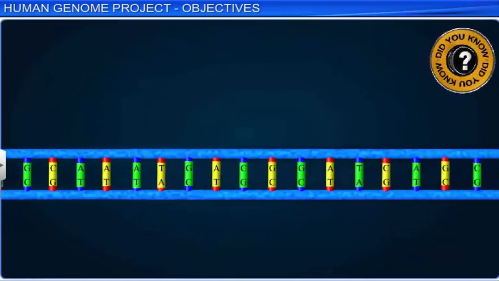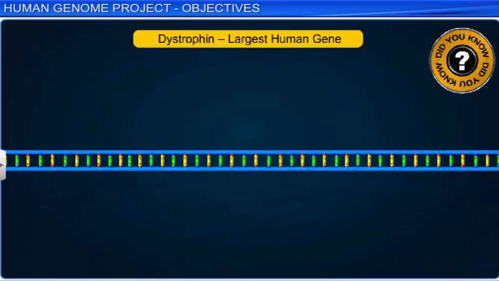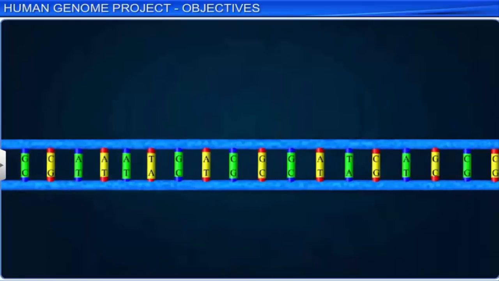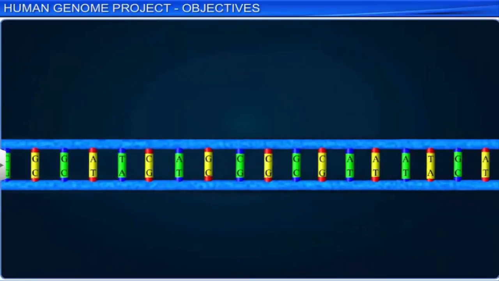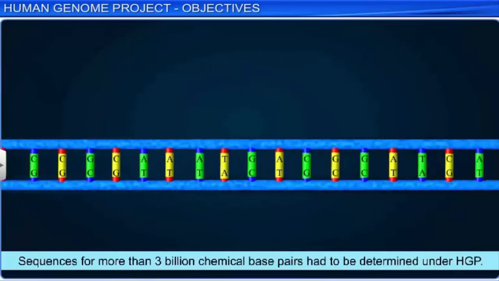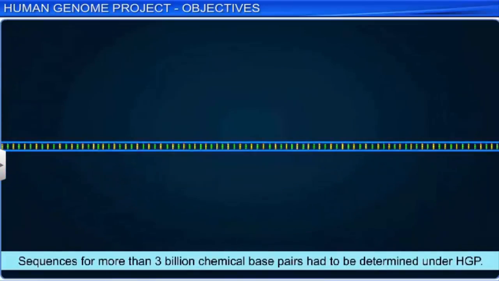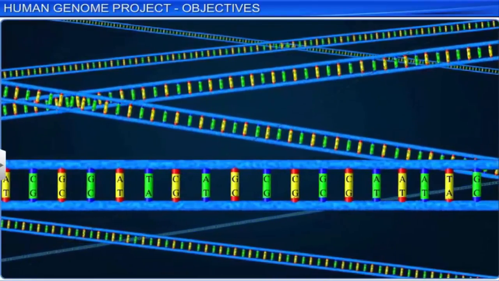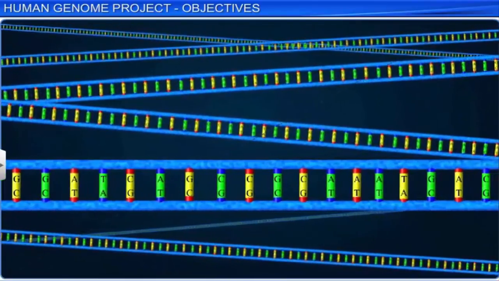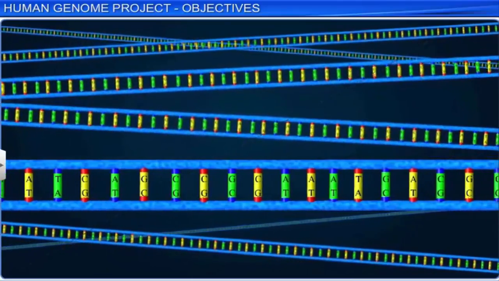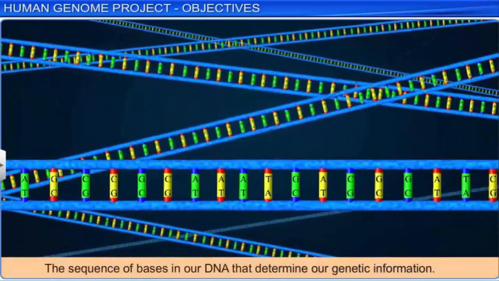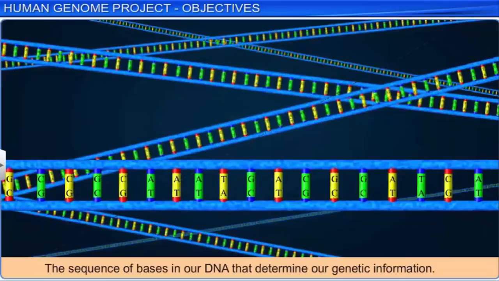Did you know that dystrophin is the largest known human gene, which has 2.4 million bases? Now, if you add the number of base pairs in the human genome, the sequences of more than 3 billion chemical base pairs would have to be determined under the HGP. Therefore, by aiming to understand the genetic makeup of the human species, the HGP served an important purpose. It was important because it is a sequence of bases in our DNA that determine our genetic information.